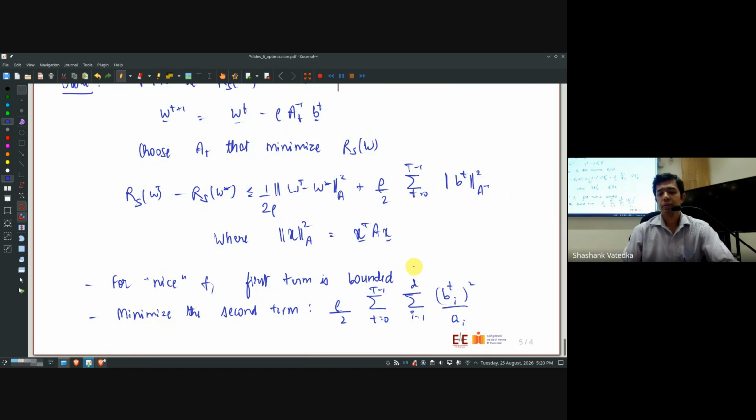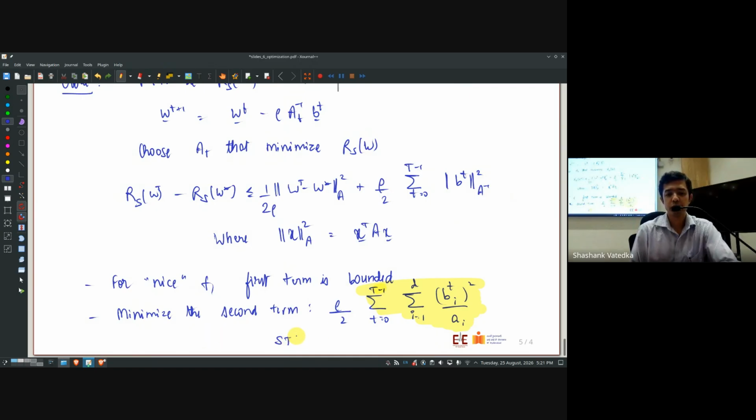So therefore, the goal now is to simply minimize this particular quantity, right? Now, if there are no additional constraints, then minimizing this is a trivial task because I can just set a_i to be something very large. This quantity can be made arbitrarily small. So you have to impose an additional constraint that the total energy of the A matrix is bounded.